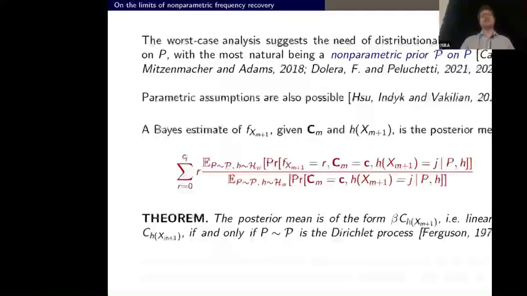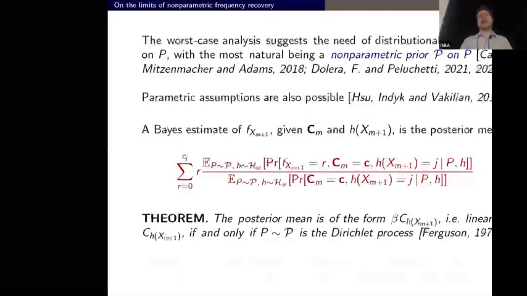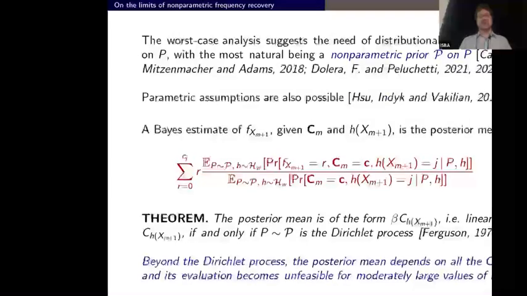So it means that I can get something in this class of linear estimates, which are quite simple, if and only if the prior that I assume is the Dirichlet process. If I take any other prior, consider, for instance, the class that we know of normalized random measures, this expression will depend on all the frequencies of the buckets, and it becomes really intractable. So it cannot be computed.